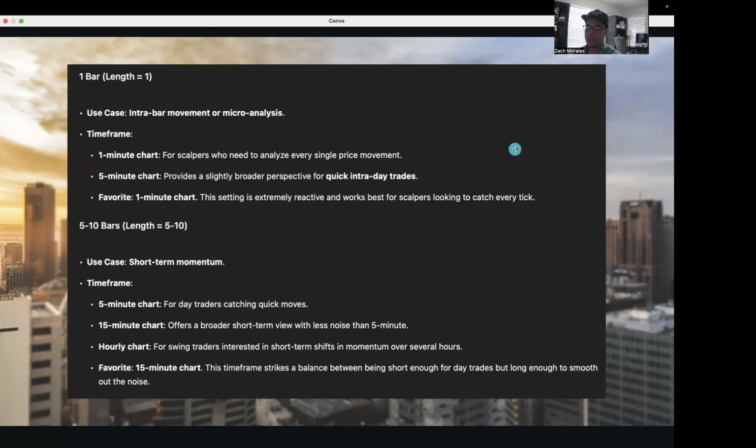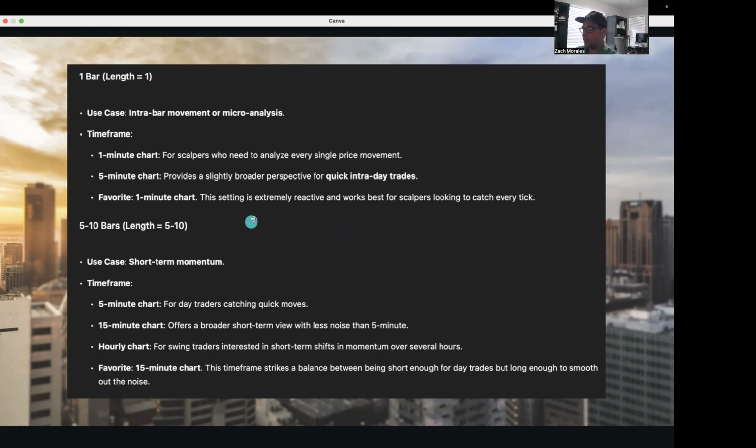So, use case. How do you use this indicator? Well, if you're doing it on something like the 1 minute chart, you have the length set at 1. This is going to be good for the 1 minute chart, for scalpers who need to analyze every single price movement. You can use it on the 5 minute chart to provide a slightly broader perspective for quick intraday trades. But the favorite for this one is the 1 minute. This setting is extremely reactive and works best for scalpers looking to catch every tick. So you guys that trade futures, maybe this would be good. I know on the futures, one of my charts is set at a 1 minute chart, because those ticks and everything like that really matter and they start to add up.